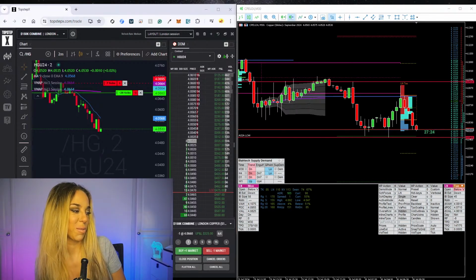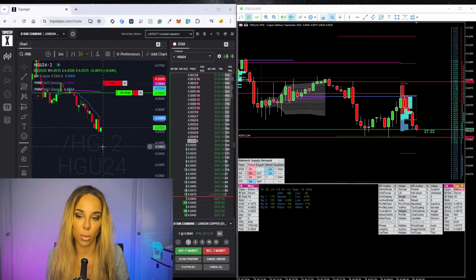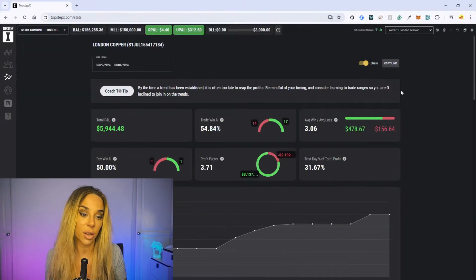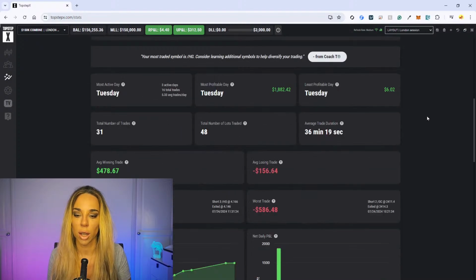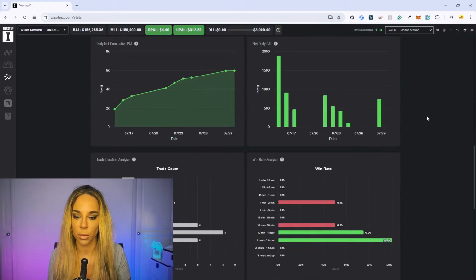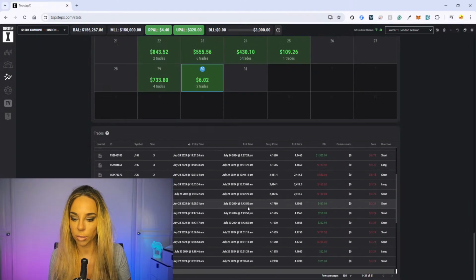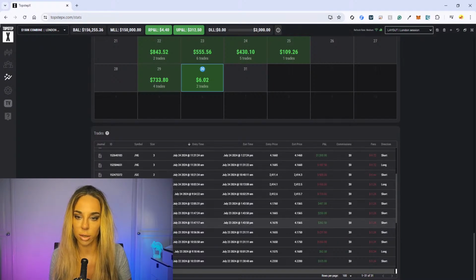Which instruments do you recommend we trade during London? I've been trading copper. So you can see my stats on Topstep. I've been posting these on Twitter. This is all copper. I think 3 trades with GC, so gold, and they did not do well. All of this has been copper, right? So about 90% copper, 3 GC trades.